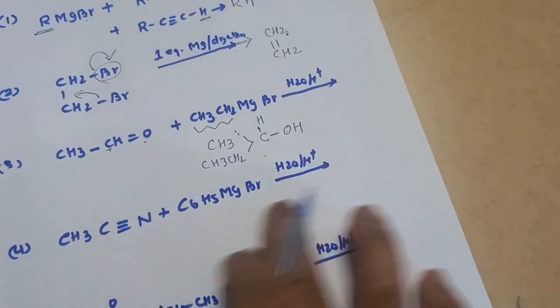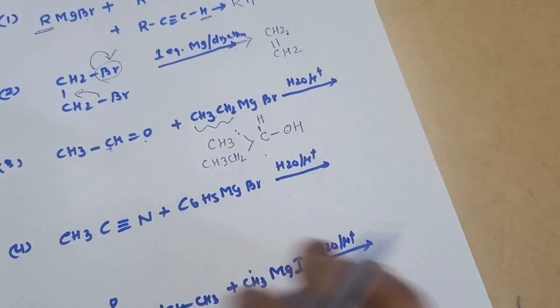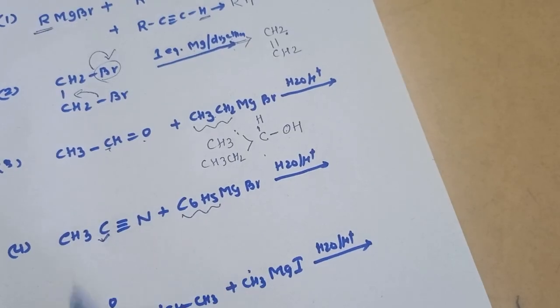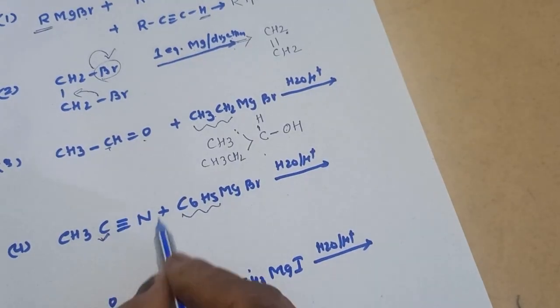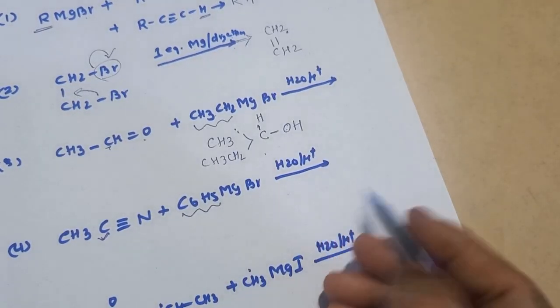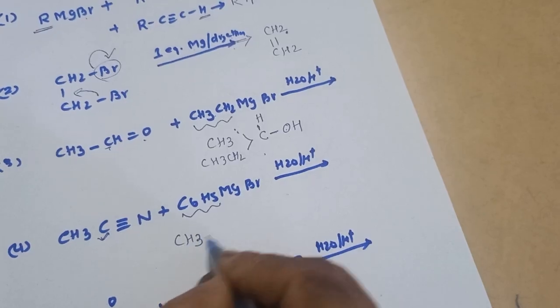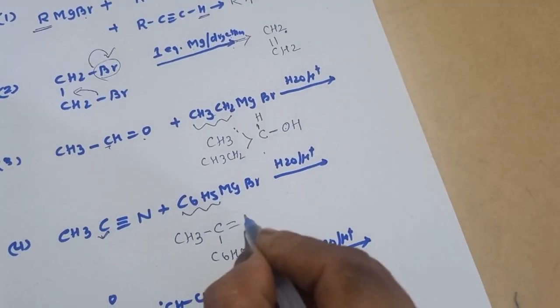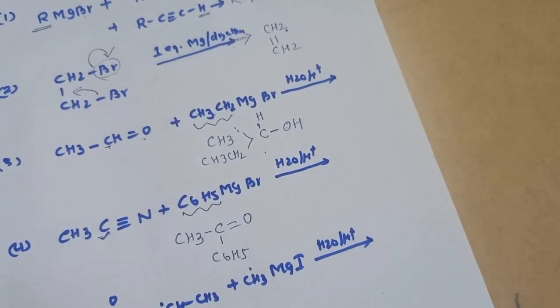Right students? Now coming to this one, what I have told in this case, the simple trick is to add this alkyl group to this parent carbon and change this C triple bond N into CO. You can do it in a fraction of seconds. So here C6H5 and double bond O. Replace C triple bond N with double bond O.